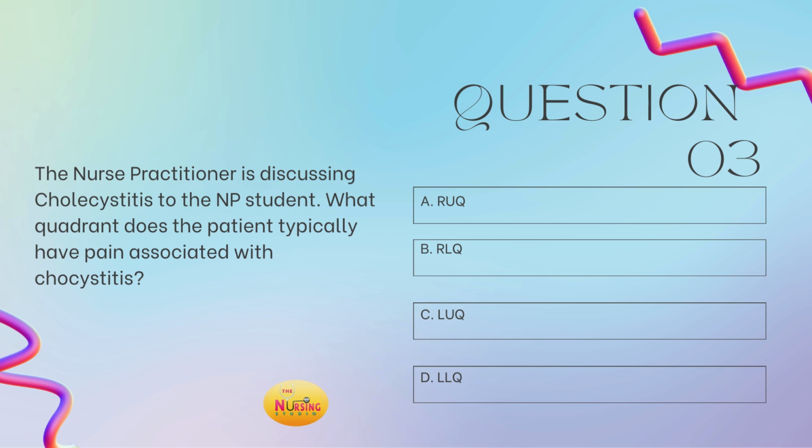All right, so the question states, what quadrant does the patient typically have pain associated with cholecystitis? And the answer is A, the right upper quadrant. Typically, with cholecystitis, they complain of right upper quadrant pain. Make sure you think of your abdominal quadrants where the organs are actually located to guide you with that. I have an image somewhere in one of these reviews where I talk about abdominal quadrant pain. There's a video on it, and it includes a picture so that y'all can see it a little bit easier.